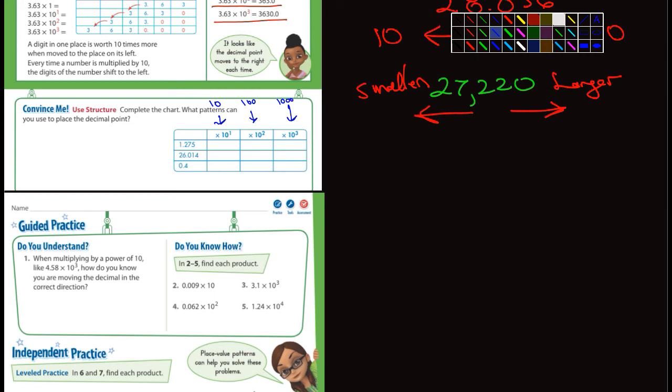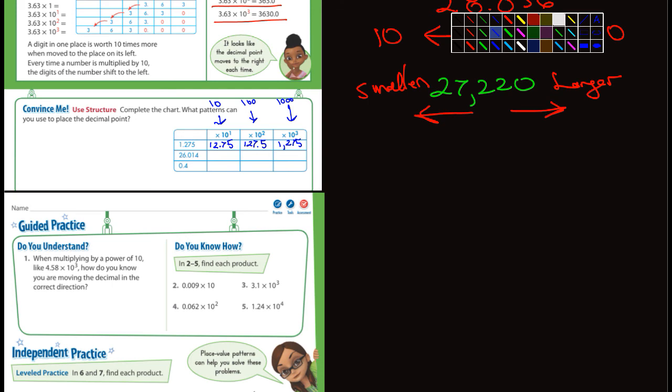So the very first one here, 1.275, that would become 12.75. I move the decimal one place to the right. And then this one here would become 127.5. And then finally, it would end up being 1,275. Notice each time I'm moving the decimal one place to the right.